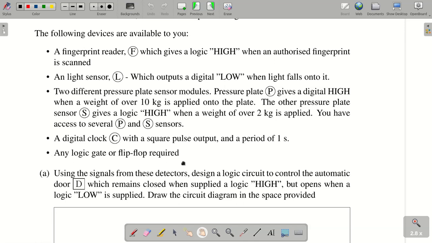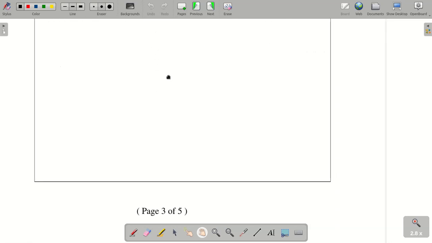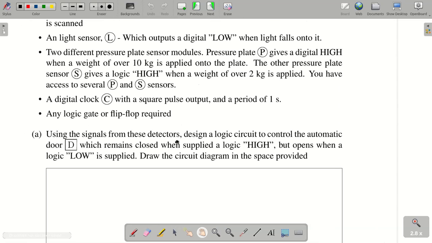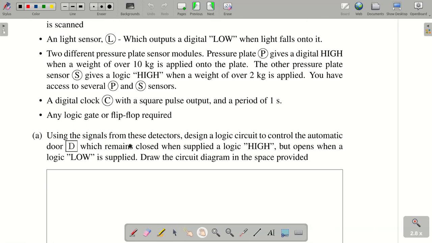Okay, so let's see what is asked. You only have one part. Part A, using the signals from the detectors, design a logic circuit to control the automatic door D, which remains closed when supplied logic high, but opens when a logic low is supplied. Draw a circuit diagram in the space provided.